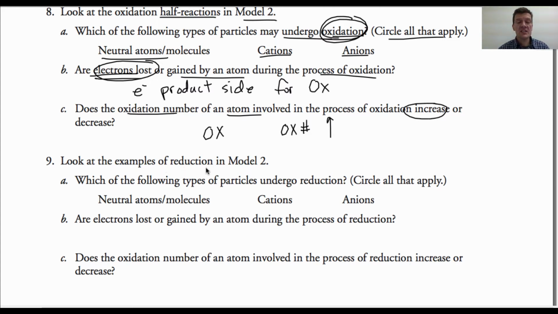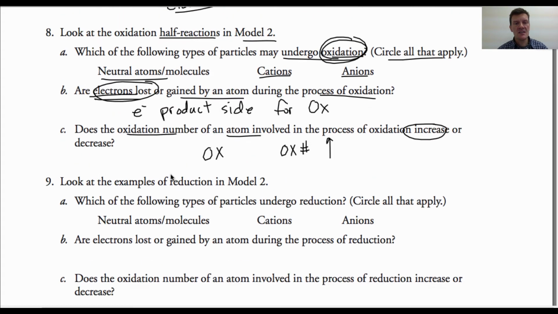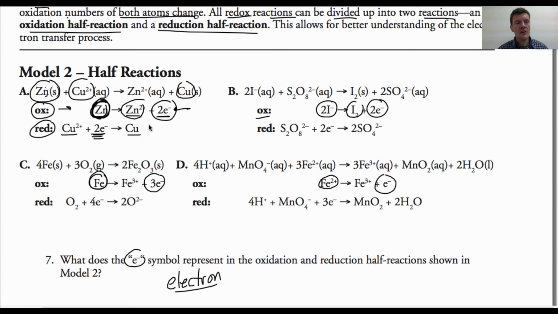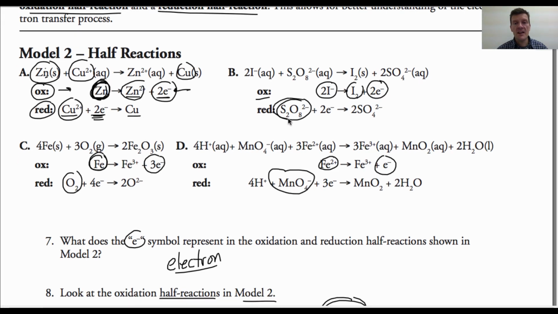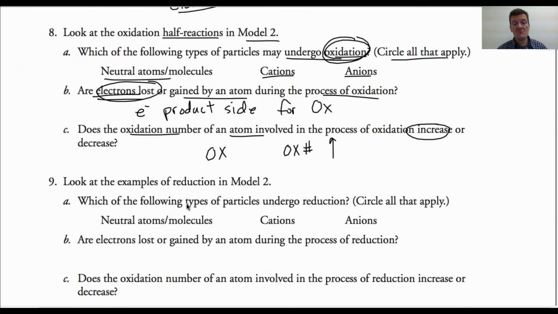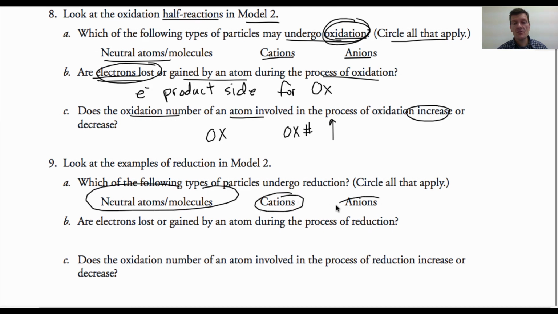Look at the examples of reduction. Well, now you can figure out that kind of the opposite is going to happen for reduction. So let's see what kind of species are often reduced. Here we have a cation, a polyatomic anion, a neutral molecule or element, and here we have your cation, your polyatomic anion. Okay? So anion, neutral, and cation. In all cases, any of these can go through reduction.